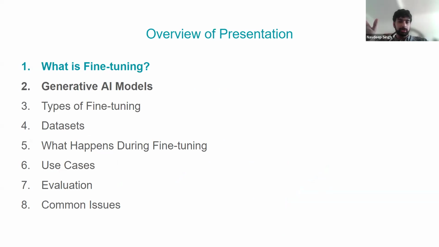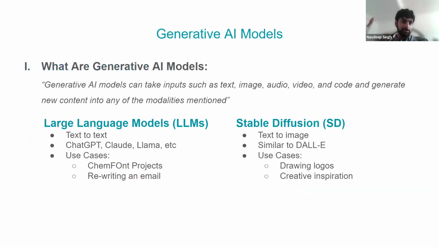In order to understand a little bit better, we need to go over generative AI models, which are models that take inputs such as text, image, audio, video, or code, and generate new content in these modalities, right? So text to image, text to text, image to video, wherever it might be. There are so many out there now that I've pretty much lost count. The one most of you are familiar with is large language models, so LLMs, so text to text: ChatGPT, Claude, Llama, etc.